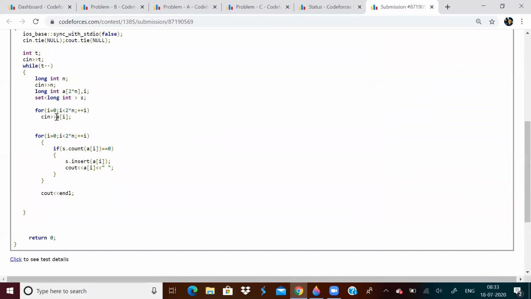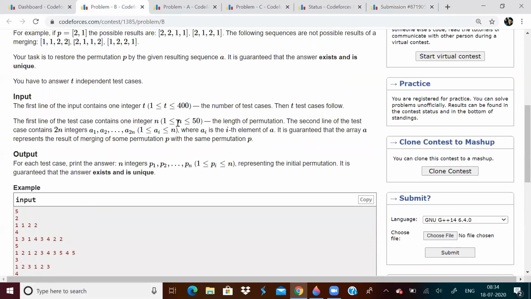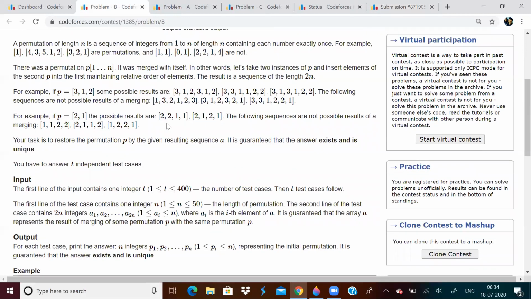STL only. So there are 2n integers. Take the input, check if the element is present in the set. If it is not present, insert it in the set and output that element. So problem B was very straightforward.